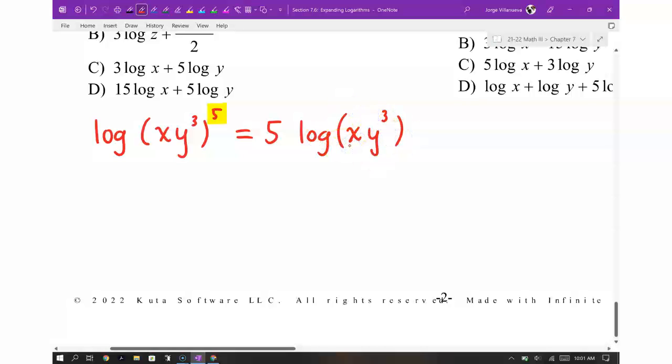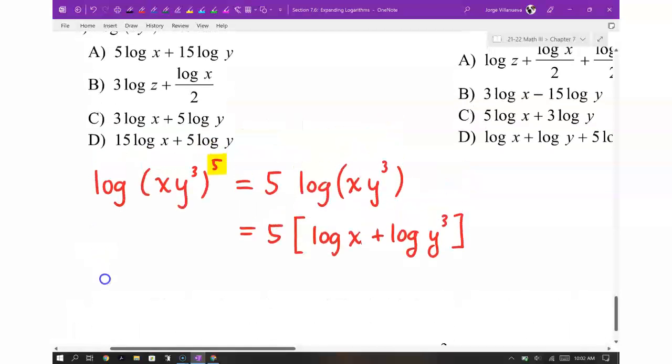Okay, so after that, what am I supposed to do with that multiplication on the inside? Separate them and put a what in between them? Addition. So guys, this is the tricky part. See how the 5 is out in front? I'm going to separate what I'm about to do from that 5. So log of x plus log of y cubed.